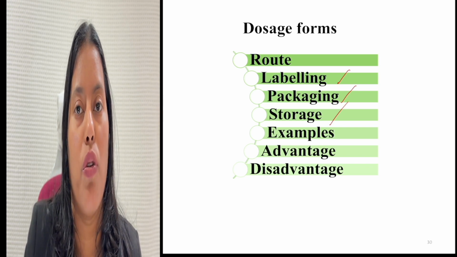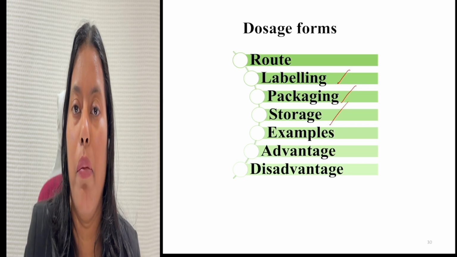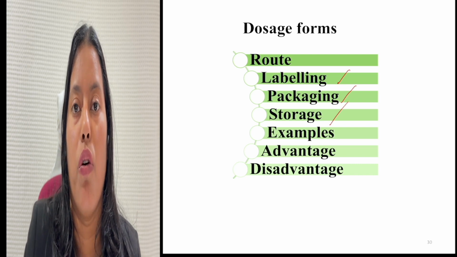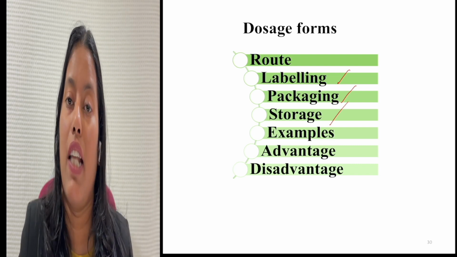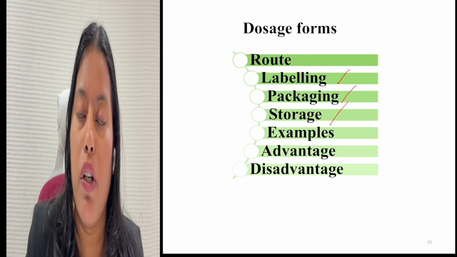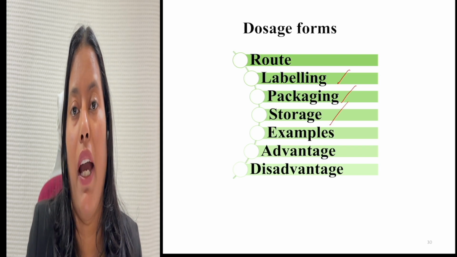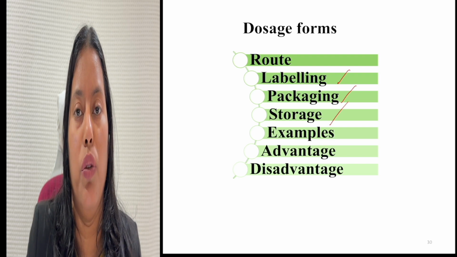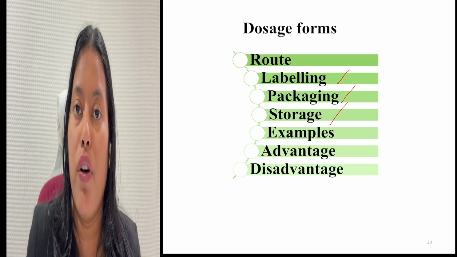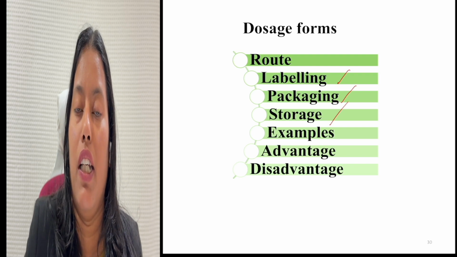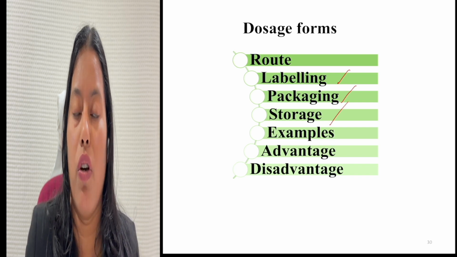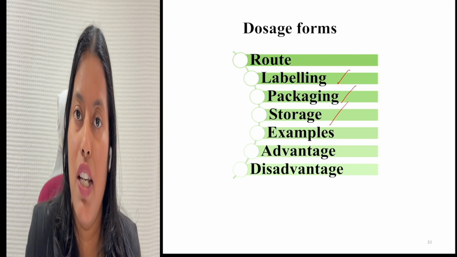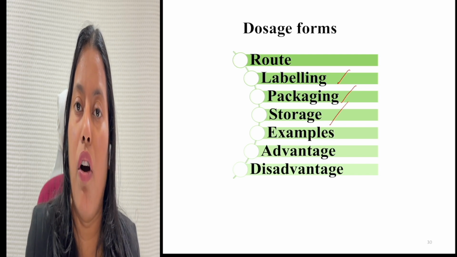Labeling, packaging, and storage depend upon the stability parameters of the drug. If the drug is temperature sensitive, you have to store it at a particular temperature. If it is light sensitive, you have to store it in an amber colored bottle. For packaging, you can use strip packages or blister packages for unit dosage forms. Bulk containers like plastic jars or glass bottles can also be used for storage of solid dosage forms. Sachets are also used for storing some amount of powder.